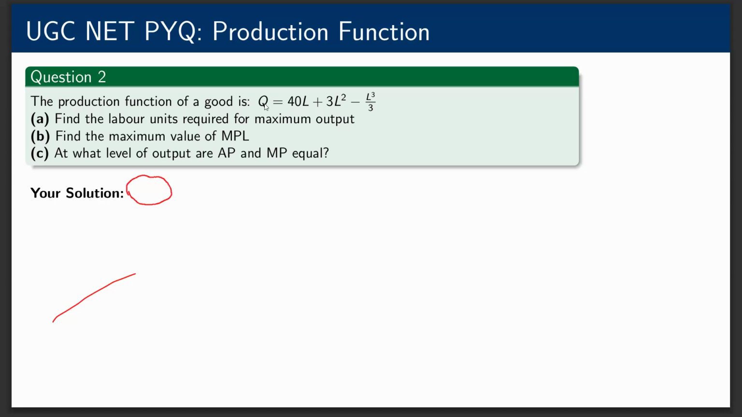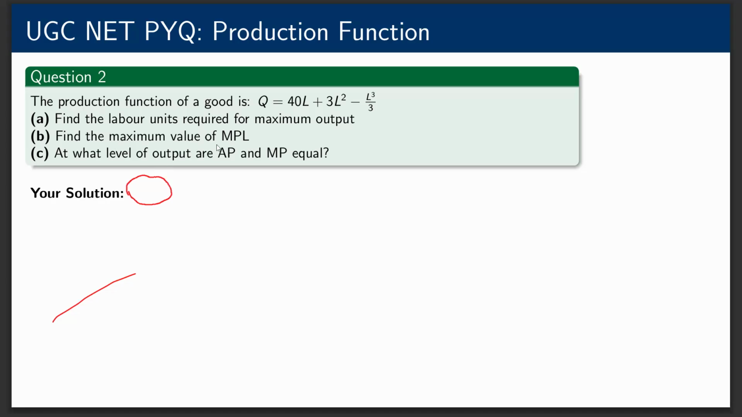Then go to the second order derivative. For that value of L, if the second order derivative is negative, we can say that at the given value of L, the total product is maximized. I think you can do the calculation, I am leaving it up to you. This is the same process you have to follow.